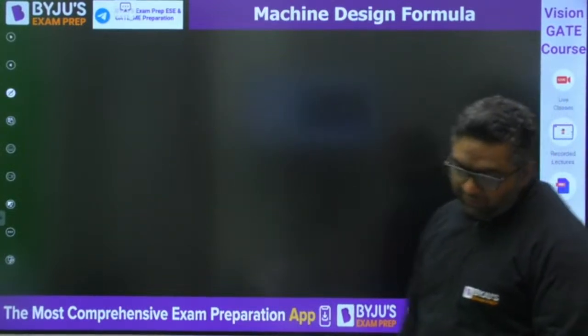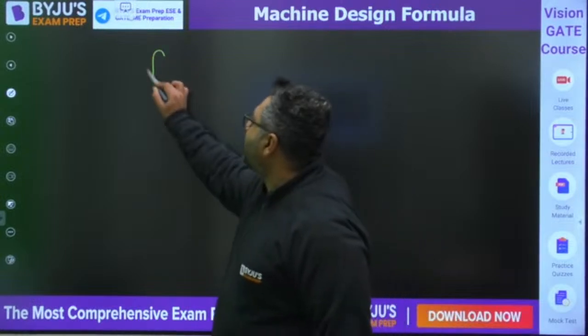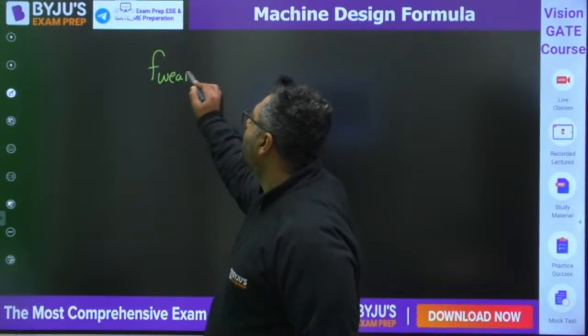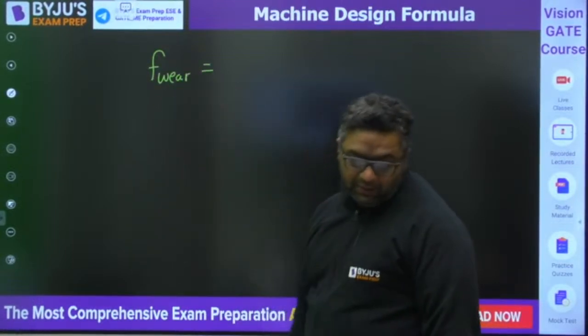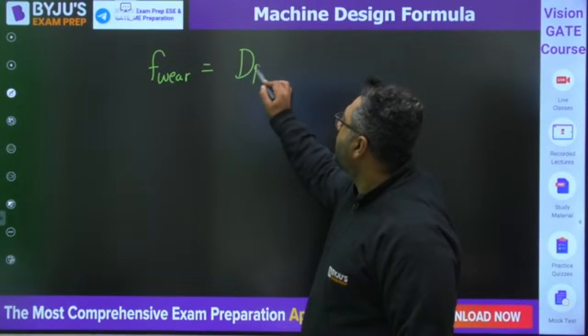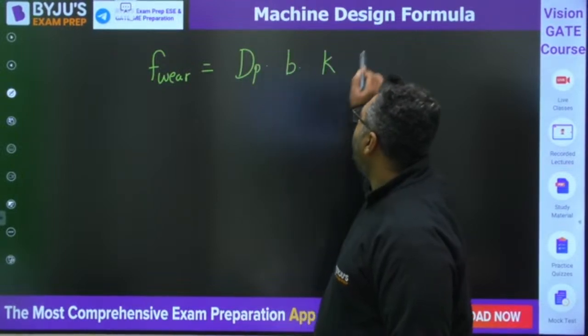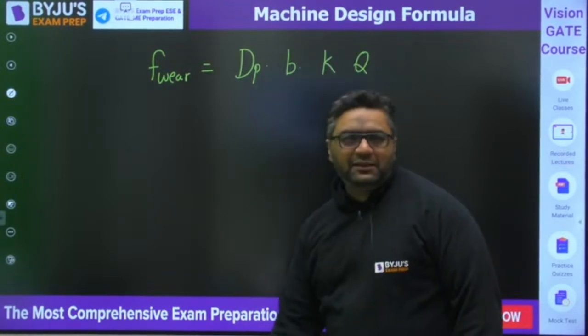And if you want one more formula, I am giving you the wear formula that I don't remember, so I am writing it. This is from the data book only. This is dP B K Q. dP is the pitch circle diameter.